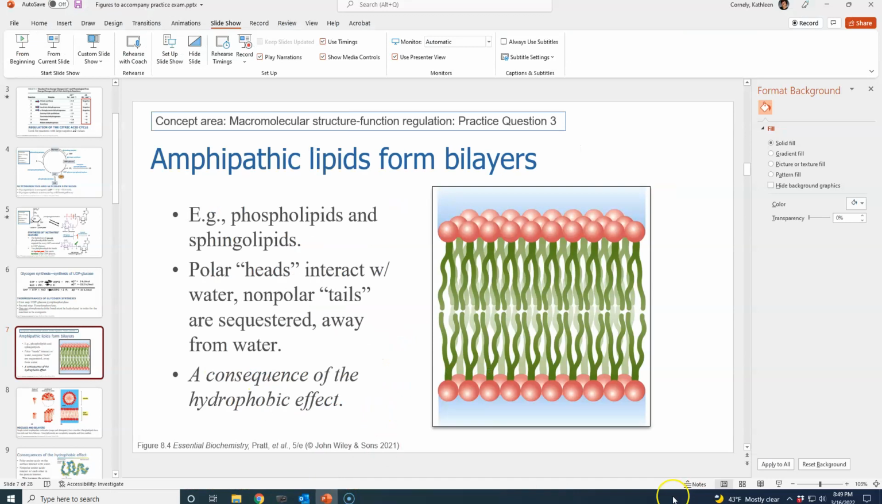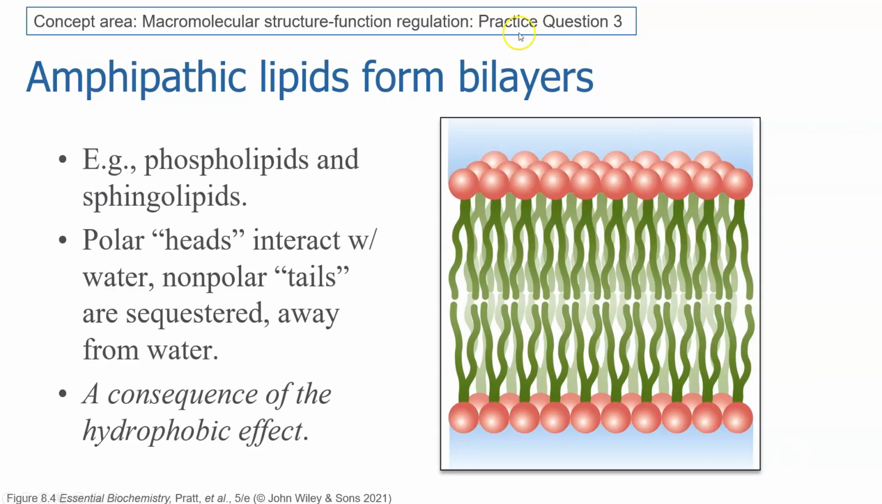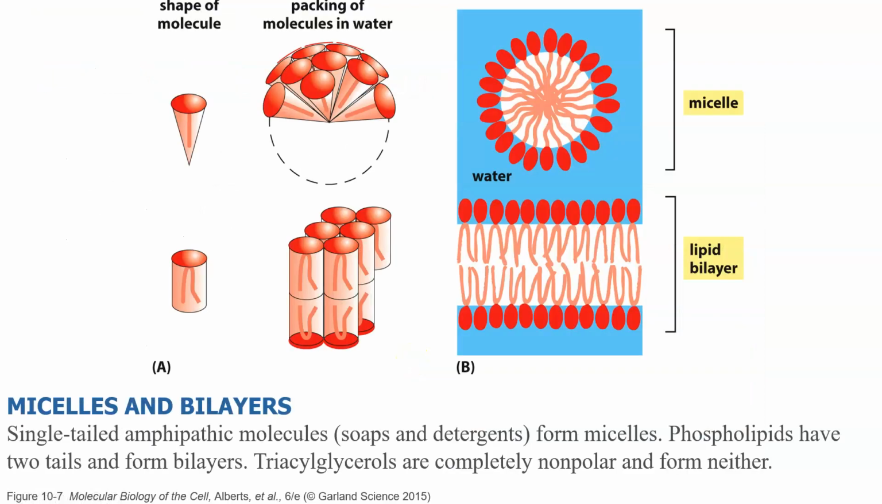So I have pictures here that I can show you. So amphipathic lipids form bilayers. So we have the polar head groups very favorably interacting with water. Water refuses to interact though with the nonpolar chains. It doesn't do so very favorably, so the nonpolar chains are forced to interact with each other via the weak London dispersion forces. So amphipathic lipids form bilayers as a consequence of the hydrophobic effect.